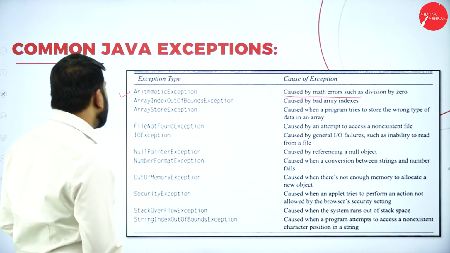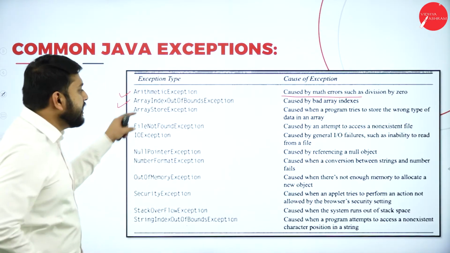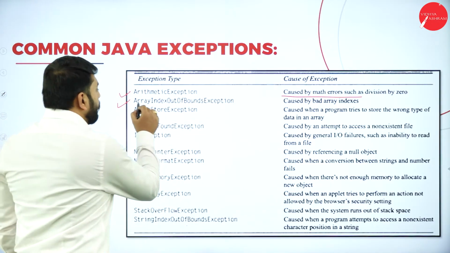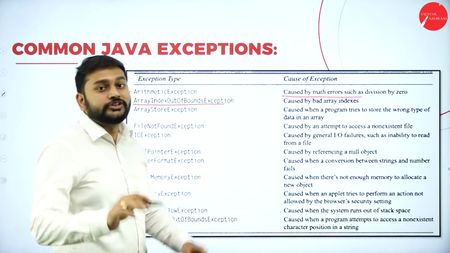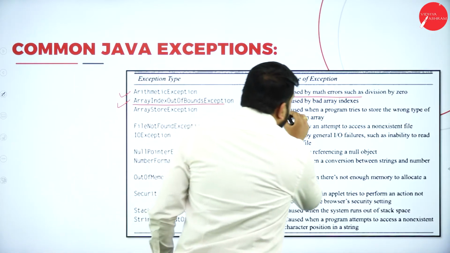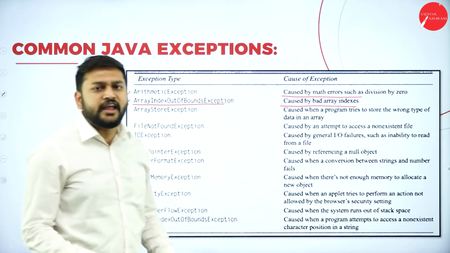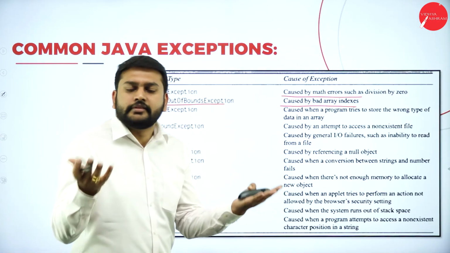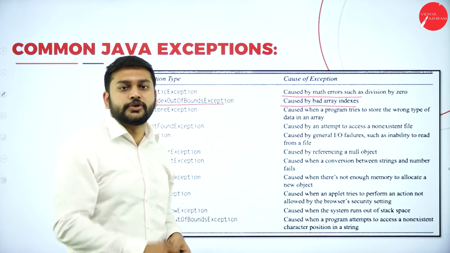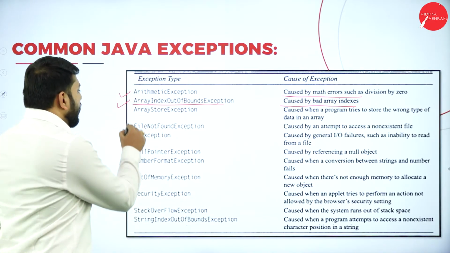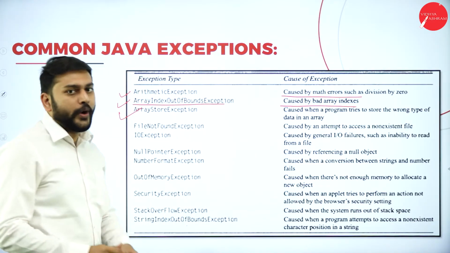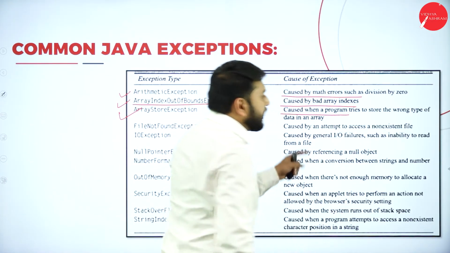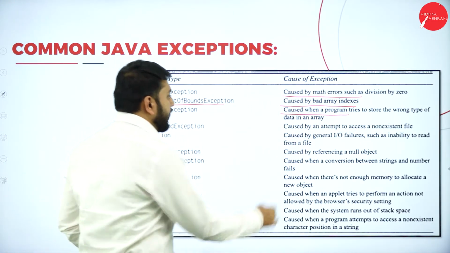So fine, what is the next one that we have? Array index out of bounds exception. What is the meaning of it? It is caused by bad array indexes. If I have given an incorrect index of the array, then I will get this exception. That's what you need to remember. The next one that I have is array store exception. So when do I get this? Please remember, it is caused when the program tries to store the wrong type of data in the array.